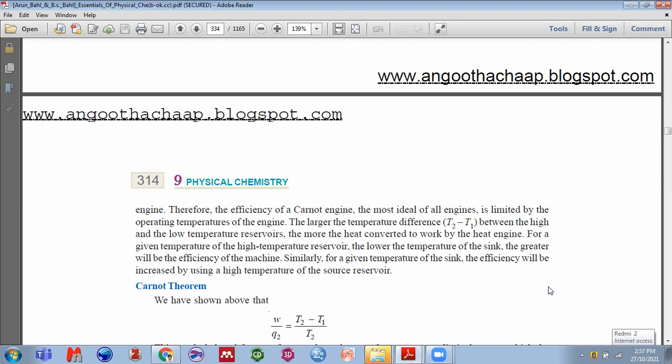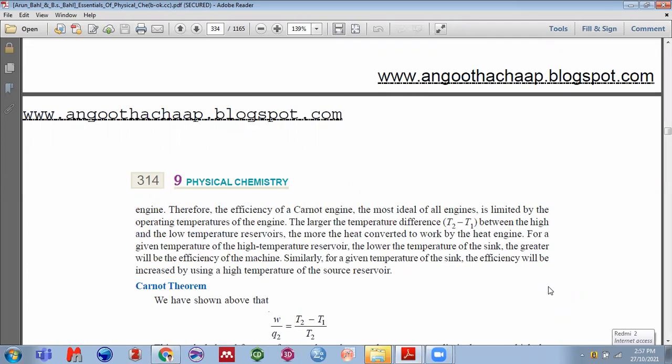This above expression eta equal to T2 minus T1 by T2 is the efficiency of Carnot engine. This expression shows that the efficiency of engine is independent of engine material, but depends only on the temperature between the source and sink. This is a very important point. The greater the difference, the more is efficiency.